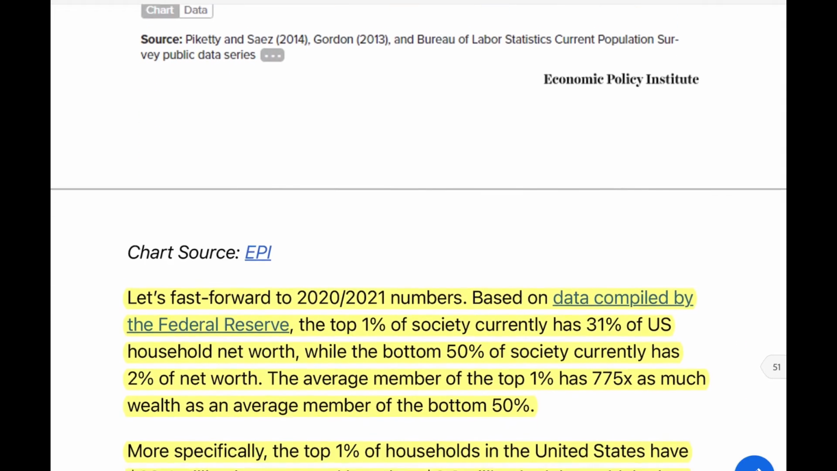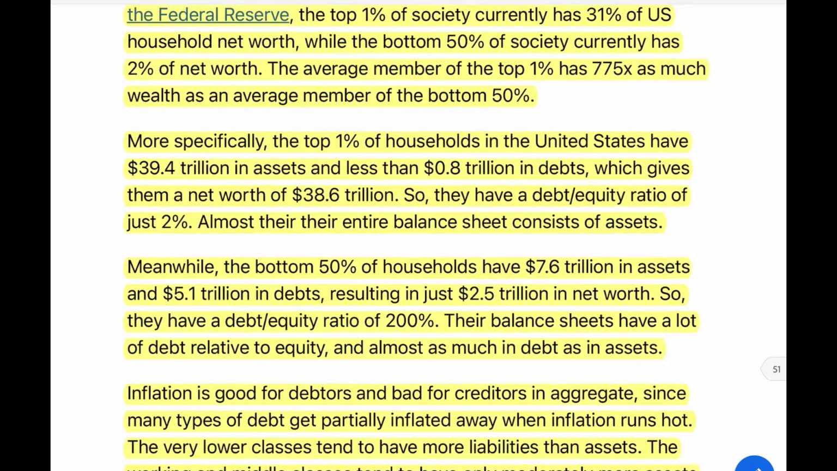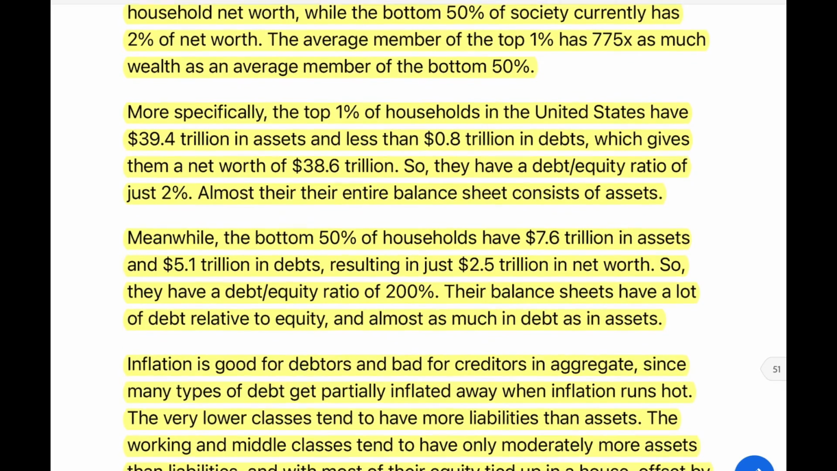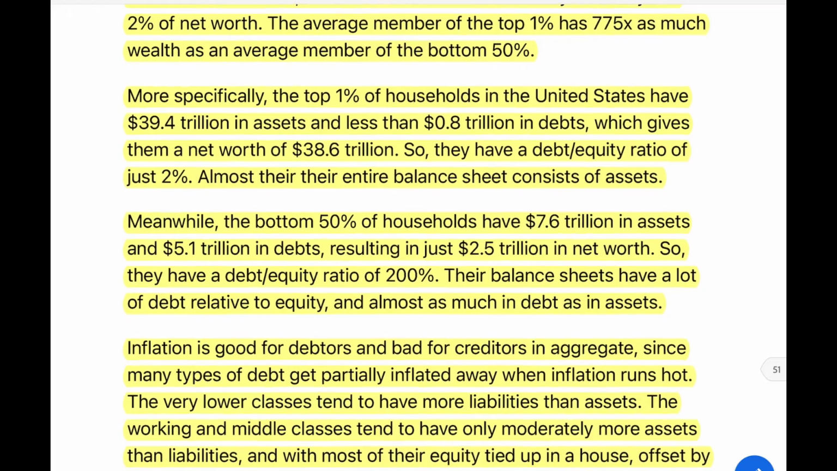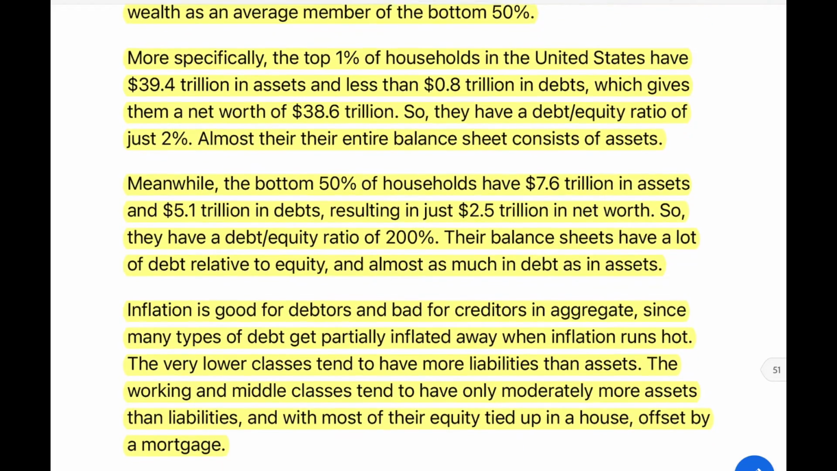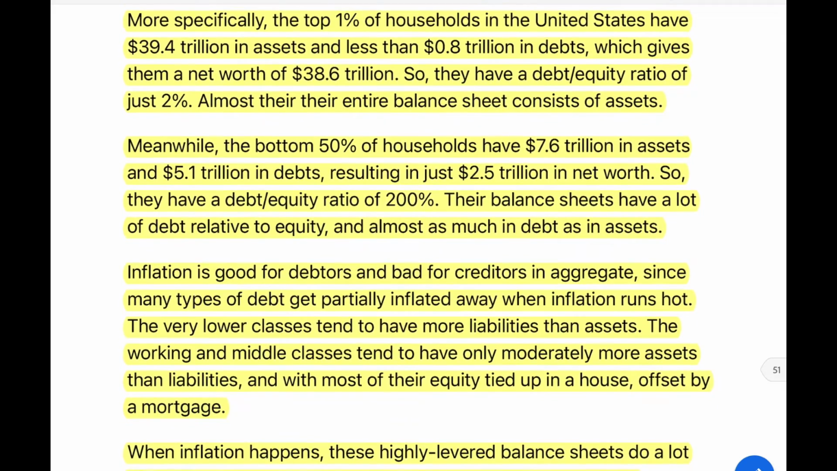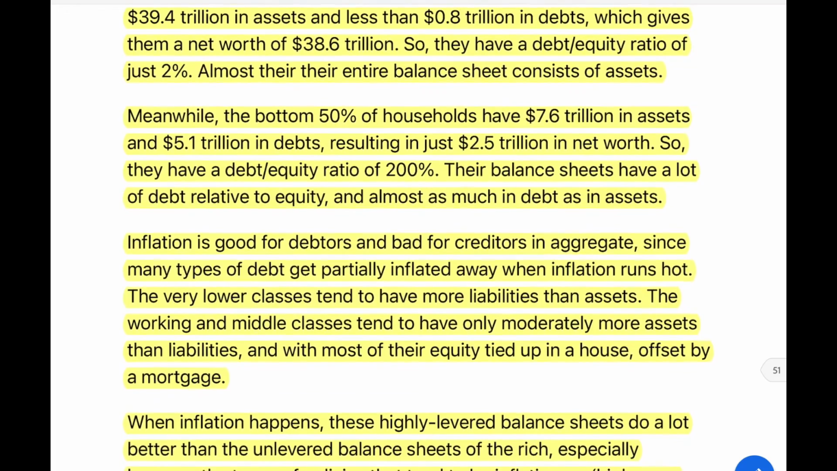Let's fast forward to the 2020-2021 numbers. Based on data compiled by the Federal Reserve, the top 1% of society currently has 31% of the U.S. household net worth, while the bottom 50% of society currently has 2% of the net worth. The average member of the top 1% has 775 times as much wealth as the average member of the bottom 50%. More specifically, the top 1% of households in the United States have $39.4 trillion in assets and less than $0.8 trillion in debts, which gives them a net worth of $38.6 trillion.